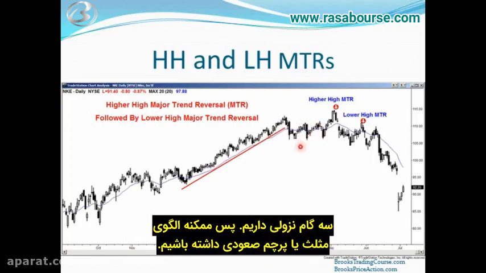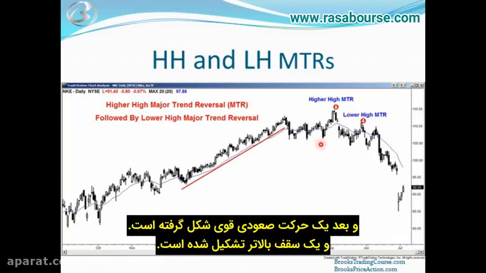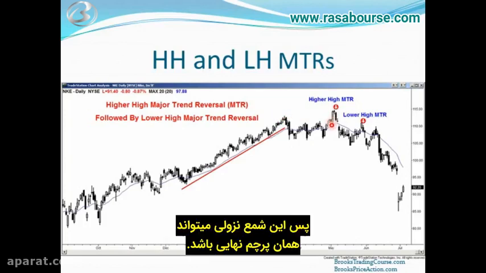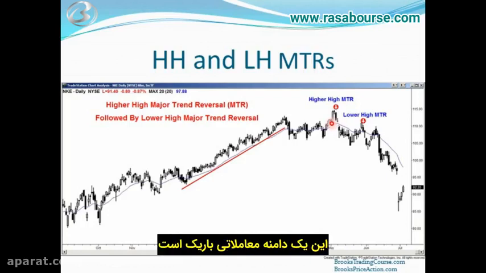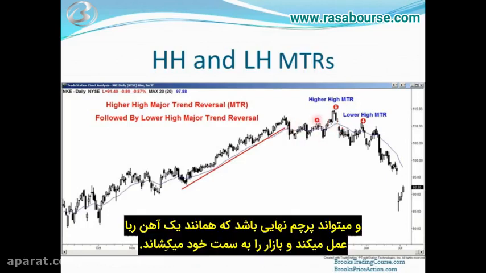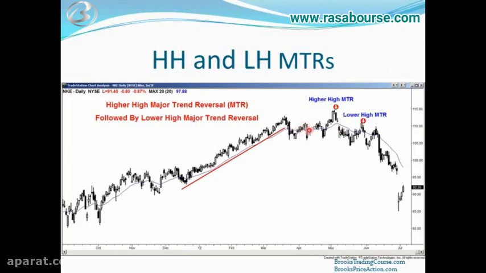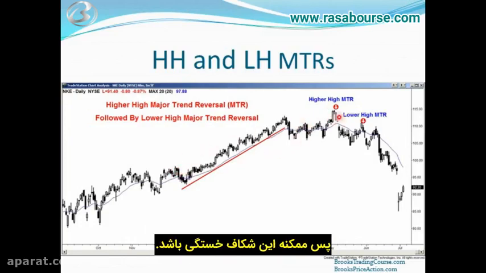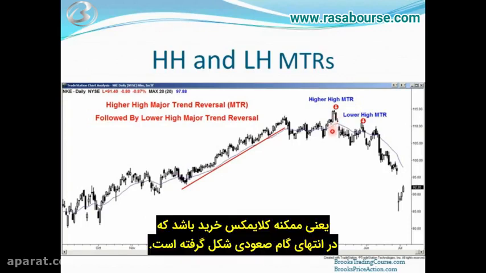Three pushes down could be a triangle or a bull flag, and we ended up getting a very sharp rally to a higher high, a new high. But there was this bear bar along the way. So this bear bar might be a one bar final flag. This is a tight trading range, and it could be a final flag, a magnet that pulls the market back into it. And then we have the best looking bull bar of the past 50 or 60 bars. So it could very well be an exhaustion gap, a buy climax at the end of the move.